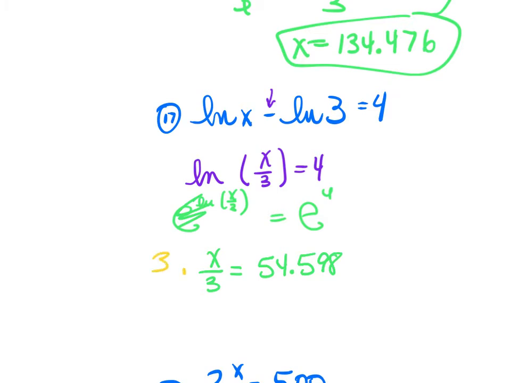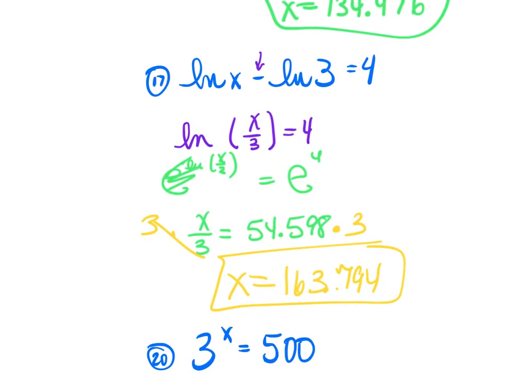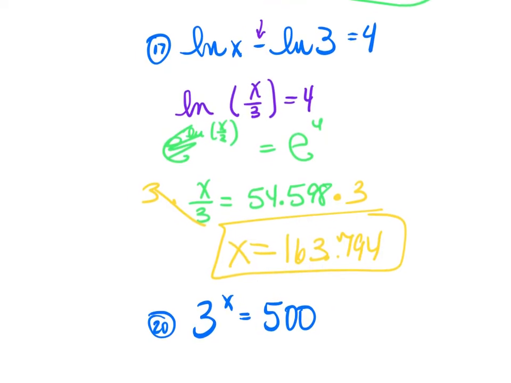Multiply both sides by 3. And I get x equals about 163.794. Again, check your answer. You cannot take the log or the natural log of a negative number. So make sure if you plug this back into x, this isn't negative, and you're good to go.